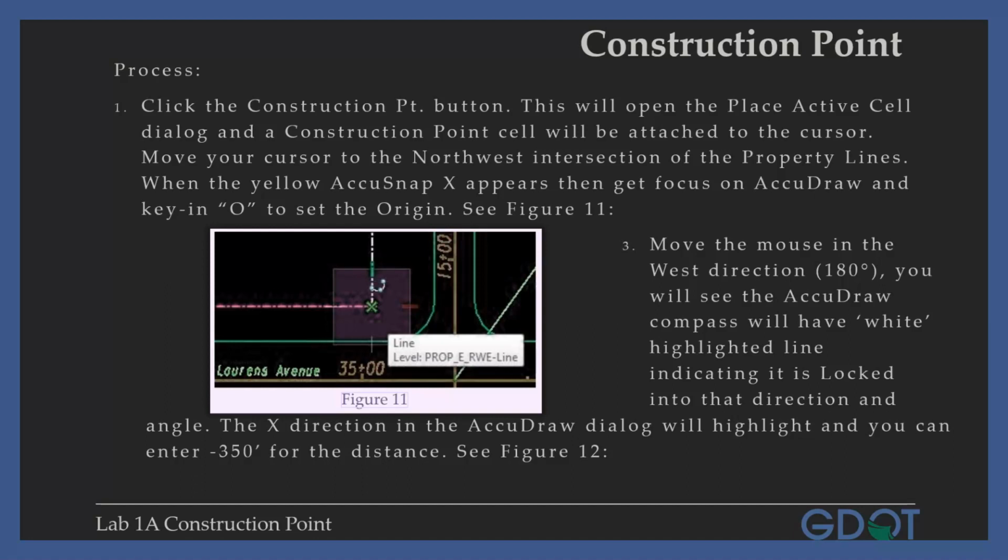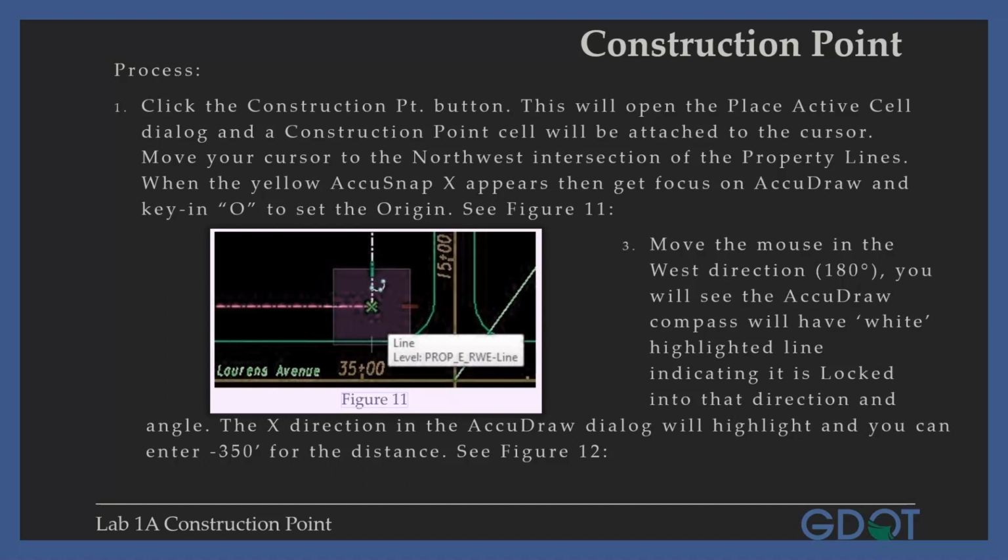Click on the construction point button. This will open the Place Active Cell dialog, and a construction point cell will be attached to the cursor. Move your cursor to the northwest intersection of the property lines. When the yellow AccuSnap X appears, get focus on the AccuDraw dialog and key in O to set the origin, as indicated in Figure 11.